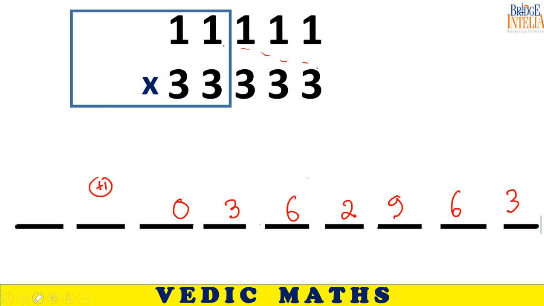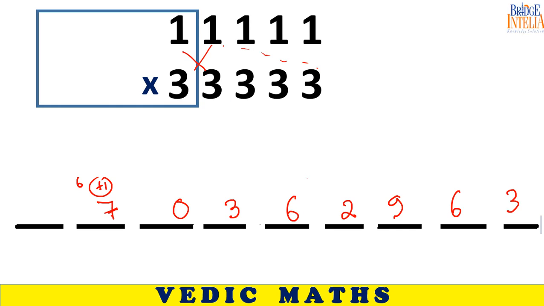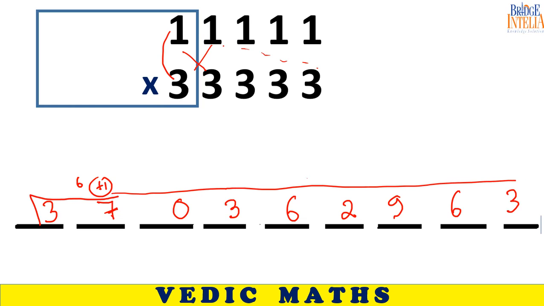So now the box reaches this position. Cross connection product 1 into 3, 3, 1 into 3, 3, 6. So 6 plus 1, 7. Move the box forward. Final position. Cross connection product 1 into 3 is 3. So this is the final answer: 370362963. So we can find the answer in one single step.